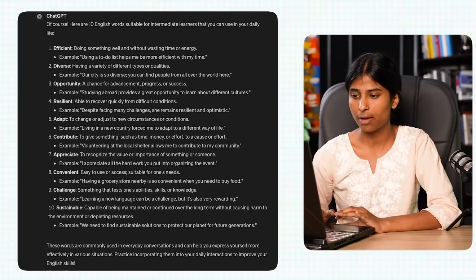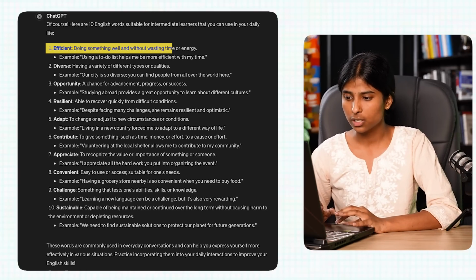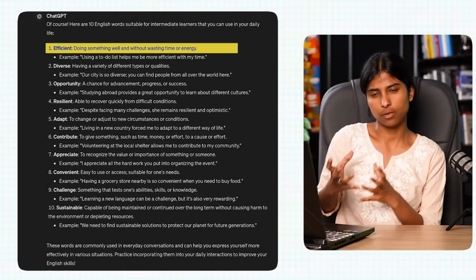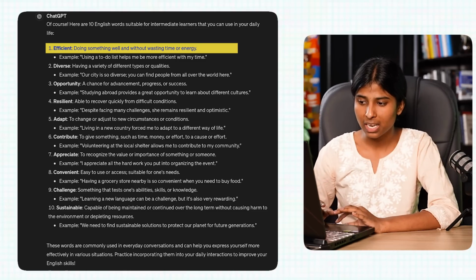So the first word we have is routine. Then we have efficient. Efficient means achieving maximum productivity with minimum wasted effort or expense. So it has the word as well as the meaning, both. You do not need to go to a dictionary and cram different words. It has everything.